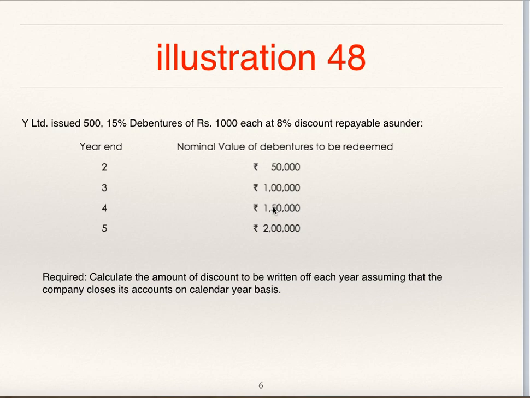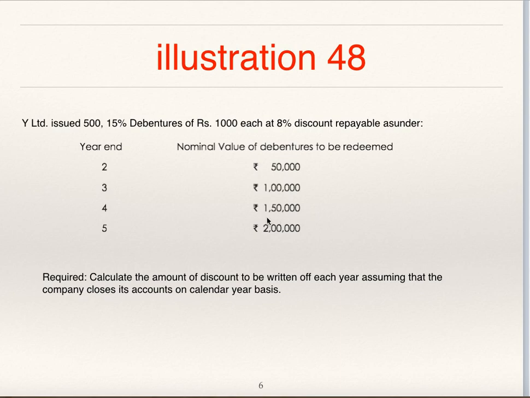2 lakh plus 1,50,000 is 3,50,000, plus 1 lakh is 4,50,000, plus 50,000 is 5 lakhs. 500 debentures of 1,000 each is 5 lakhs. This 5 lakhs is to be redeemed in this manner: first year end no redemption, second year end 50,000, third year end 1 lakh, fourth year end 1,50,000, fifth year end 2 lakhs. You are required to calculate the amount of discount to be written off each year, assuming that the company closes its accounts on calendar year basis.